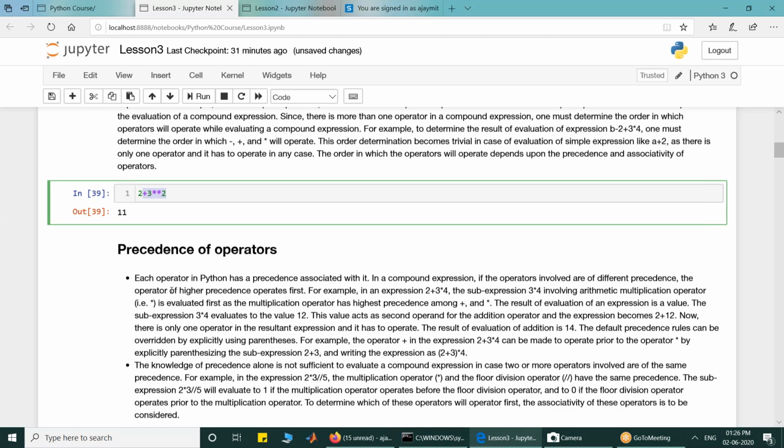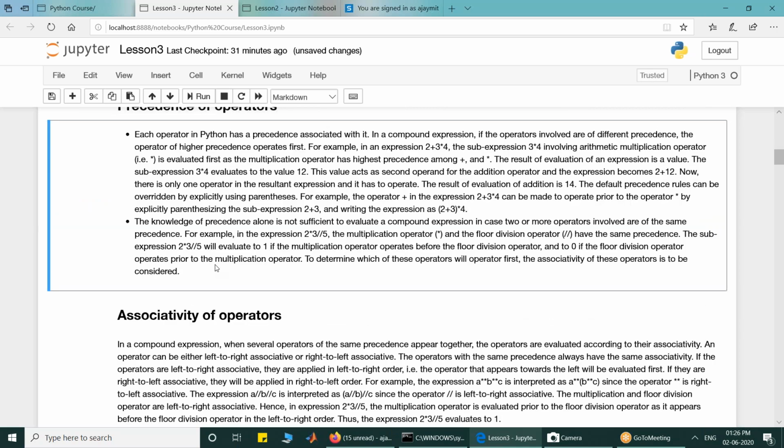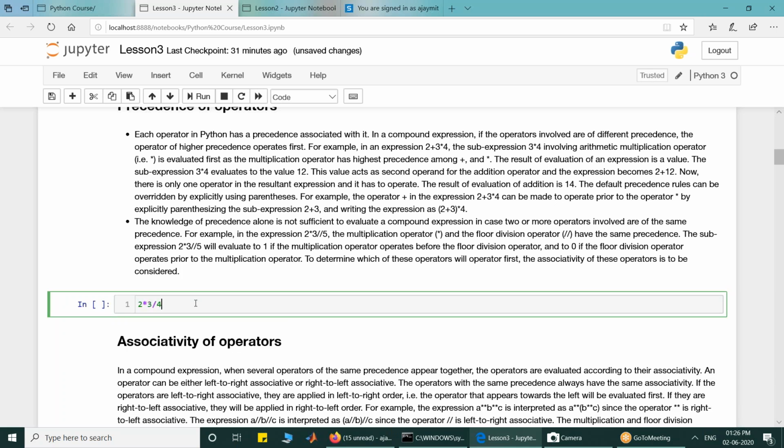And secondly, suppose I have written the expression 2 into 3 divided by say 4. Now students, you tell me on the chat box quickly whether this is a simple expression or a compound expression. Just write S or C, whether it is simple or compound. Yes, Sarthak, it is a compound expression. The reason is that there are 2 operators involved, multiplication and division operator.